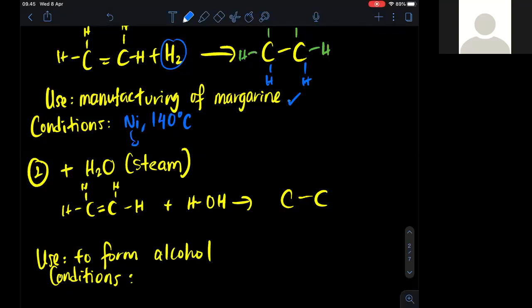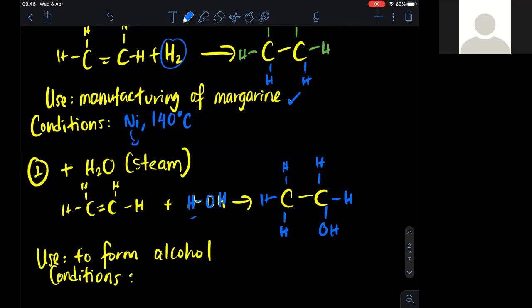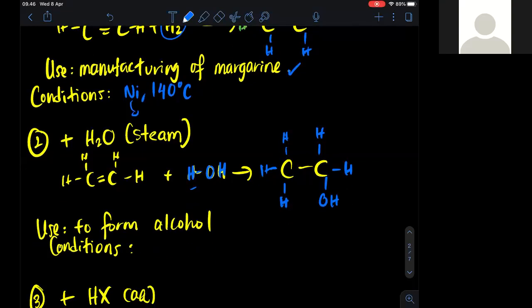Okay, so what's going to happen? The steam is HOH. So what's going to happen is you are going to have the double bond broken. Similar over here, the OH will come over here. Now, what is the use of this? The use is to form alcohol.